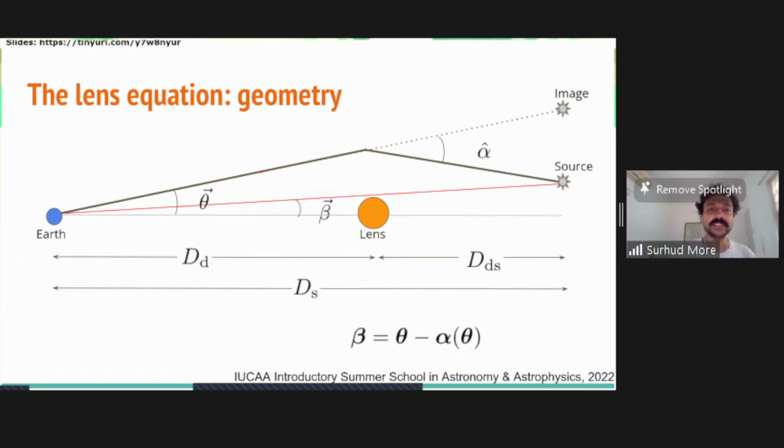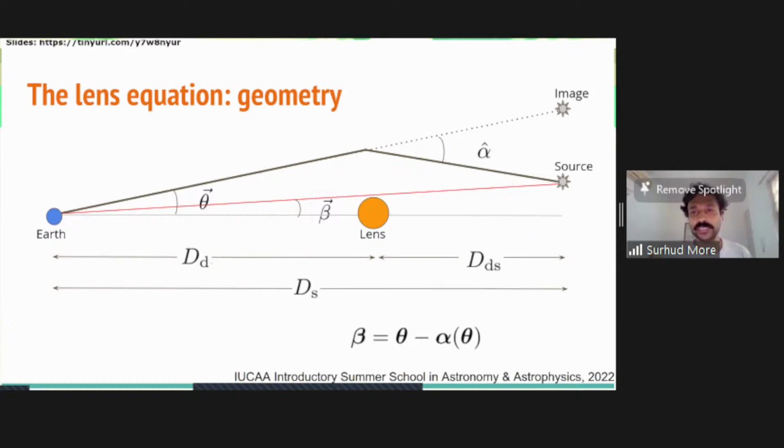And now because the final ray is reaching you from this direction, you will see the image forming at this particular location instead of the original position of the source itself. Right? So let's call the position where the image forms theta. Now, once you have done this, this gives you the geometry of gravitational lensing.